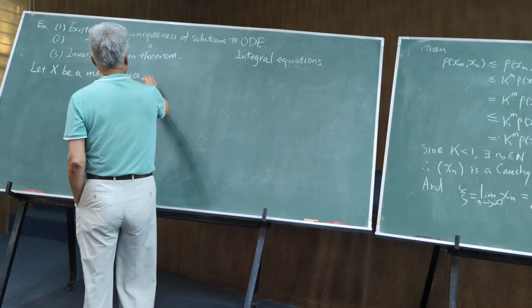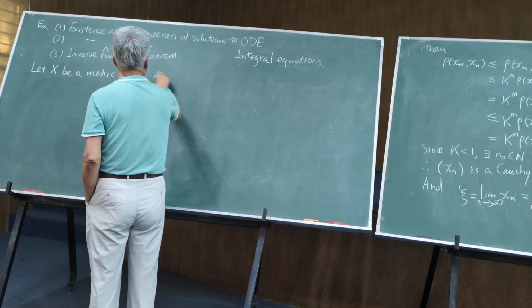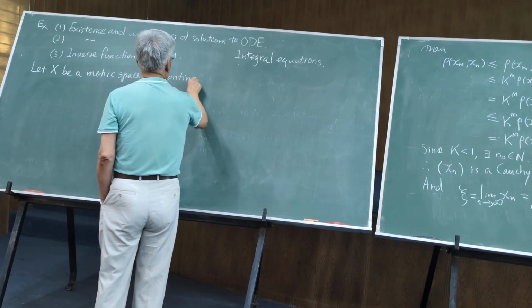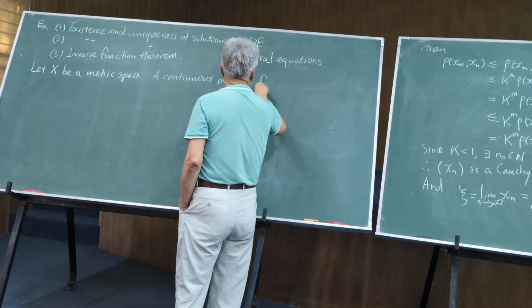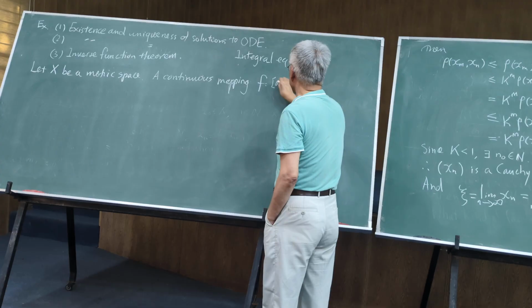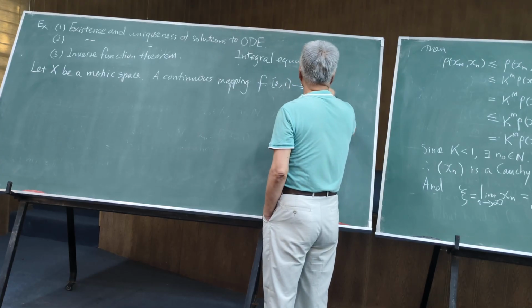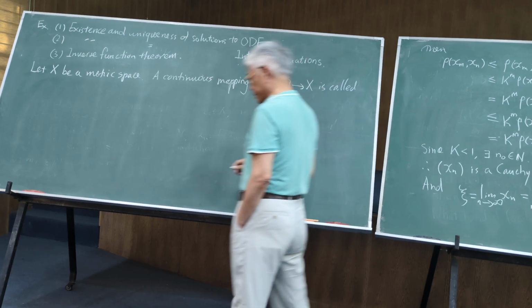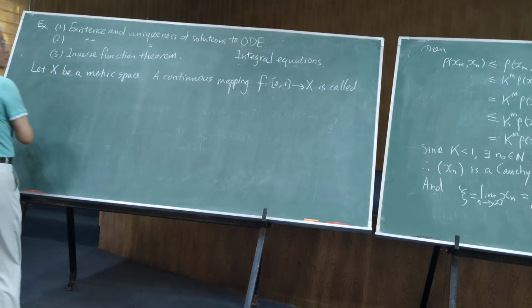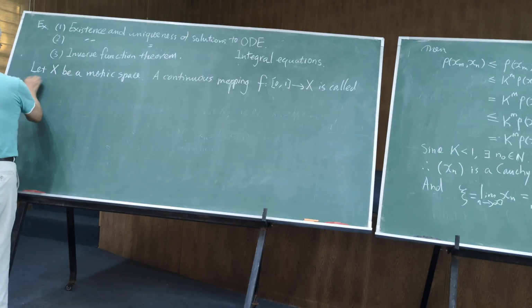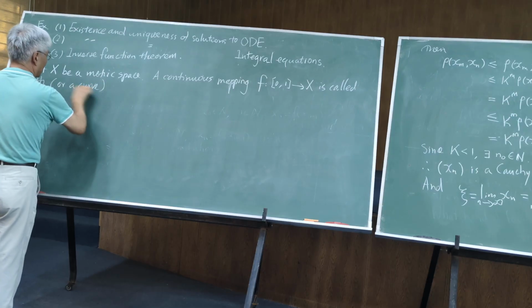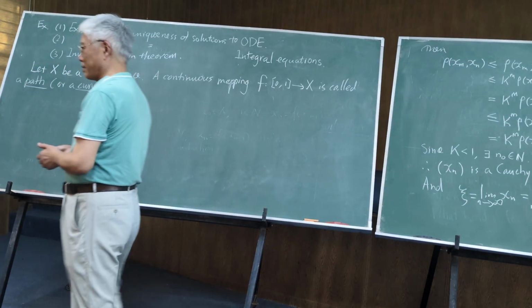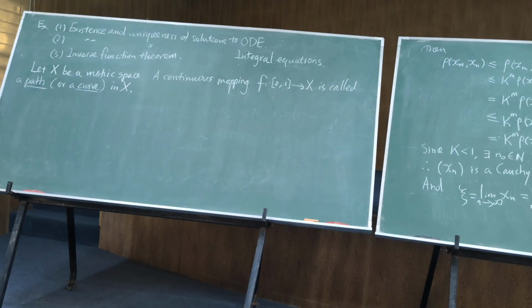So this is a metric space, and a continuous mapping f from the closed interval [0, 1] to X is called a path in X, or a curve in X. Fine. And f(0) and f(1) are called endpoints.